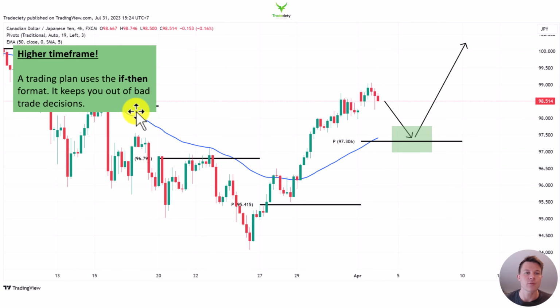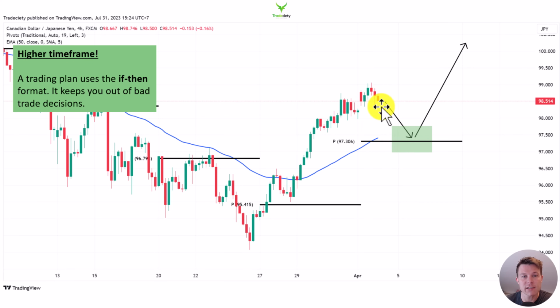And the trading plan follows this if-then format. So if the market moves lower, then I will start looking for bullish opportunities. And this if-then format can really help you improve your trading process, because you know exactly what to do. You know at this point in time, there's nothing for you to do. You have to wait for the market to pull back.